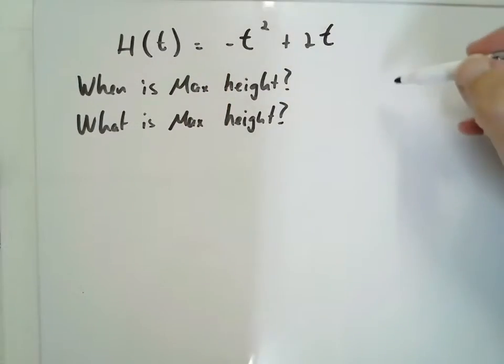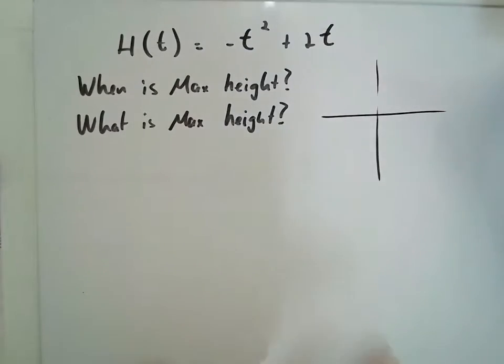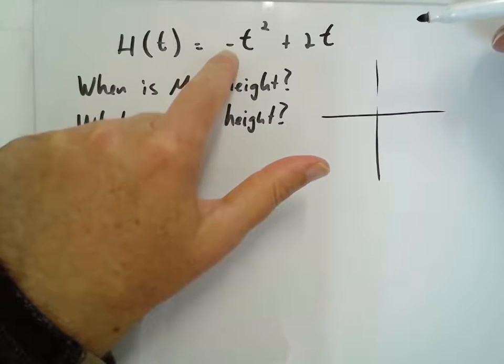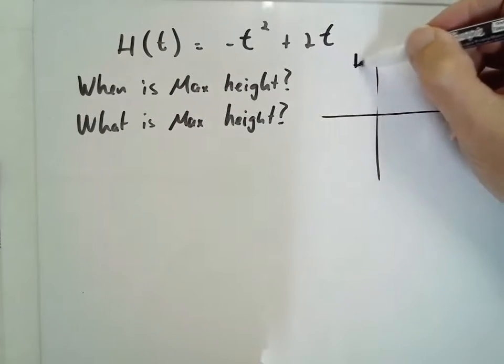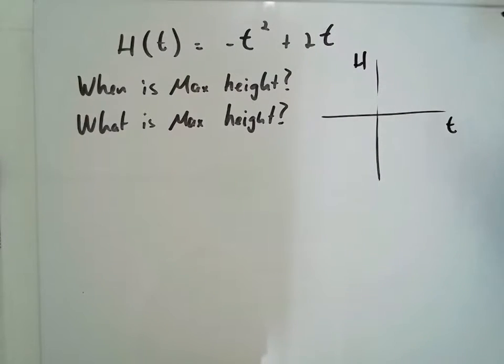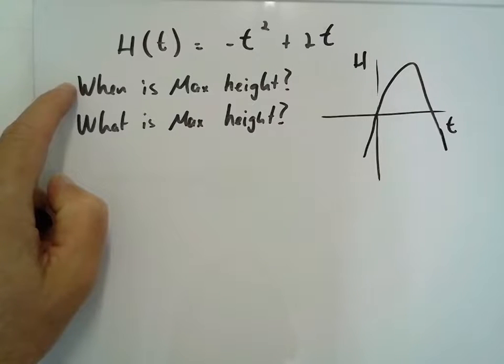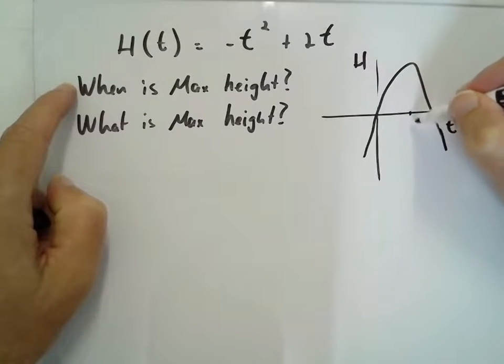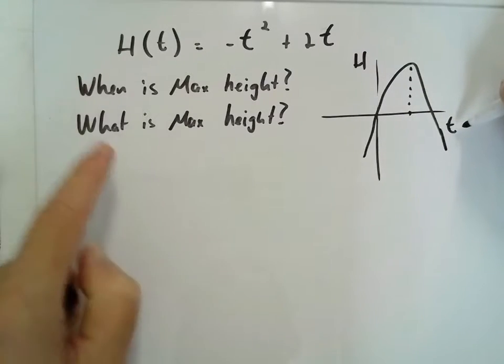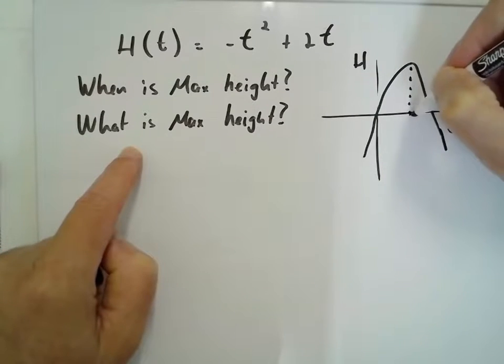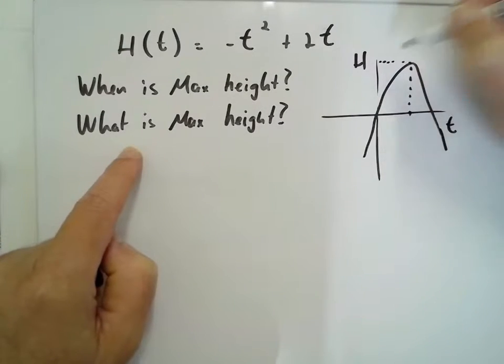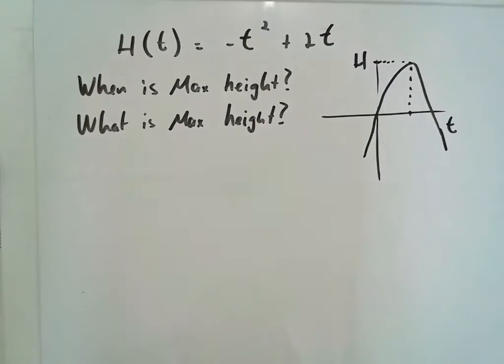So when we're thinking here, we're thinking this is an unhappy parabola, negative t squared. So if this is the height and this is the time axis, it's an upside down parabola, something like that. When is the maximum height is: what's the t value when the maximum height is reached. So when is the maximum height is t equals. What is the maximum height is when t equals that. What is our height or elevation of the balloon?